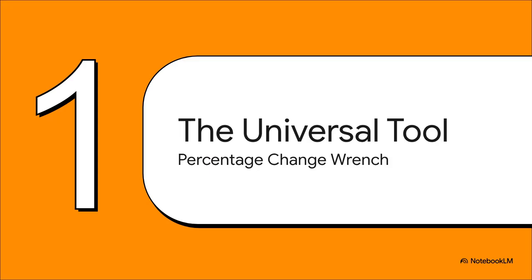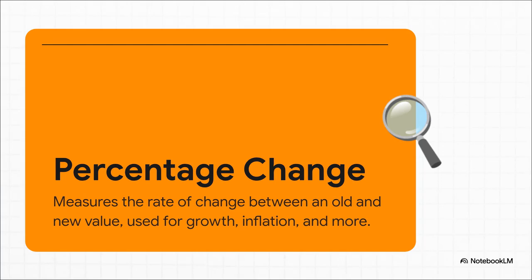Okay, first up, let's grab the most important tool in the whole box. I kind of think of it as the percentage change wrench, because you can use it on pretty much everything to tighten your grasp on what's really happening. It is absolutely essential. So what is it? Look, all it is, is a way to talk about change in a standardized way. Whether you're talking about the economy growing, prices going up, or the value of a currency shifting, this is the calculation that gets you that nice, clean number. It's basically the language of economic change.